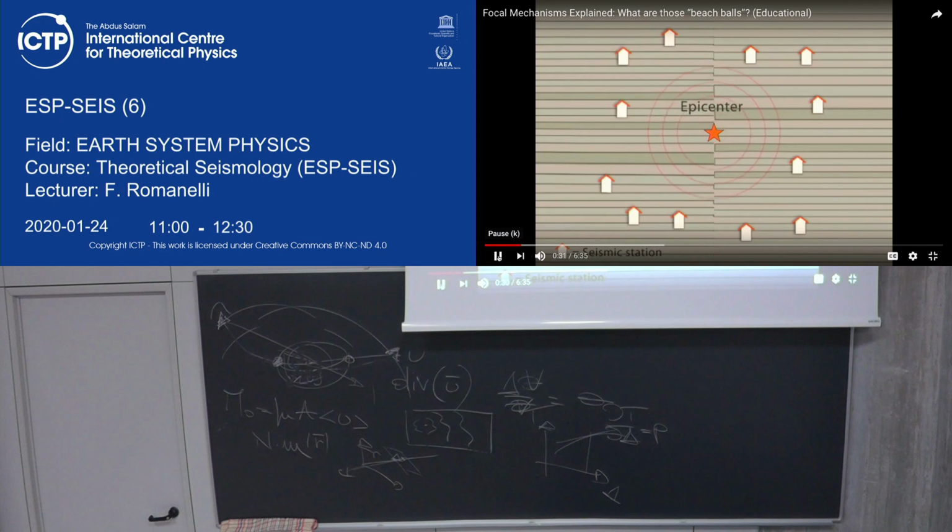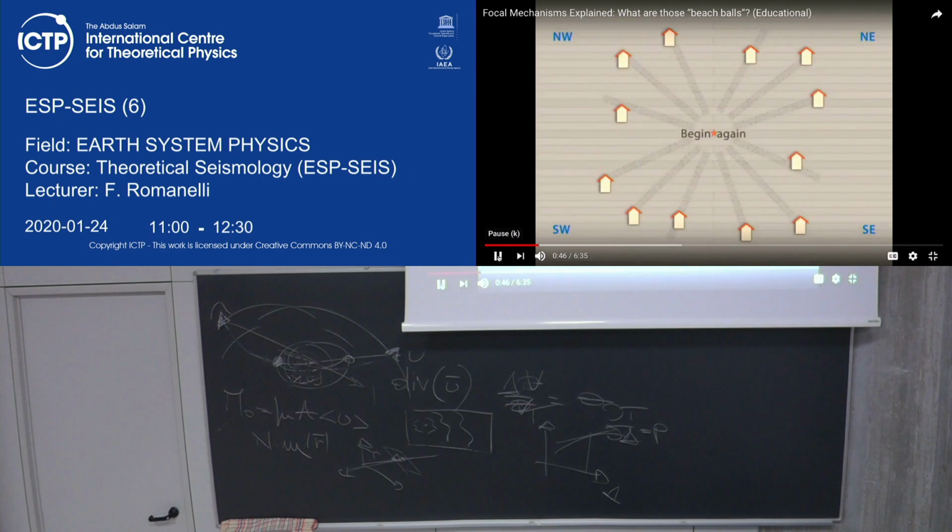And you should know this because of elastic rebound theory. Parallel green lines in the northwest and southeast quadrants have been compressed during the earthquake, and the northeast and southwest quadrants were stretched. Let's look at the P waves moving away from the epicenter.